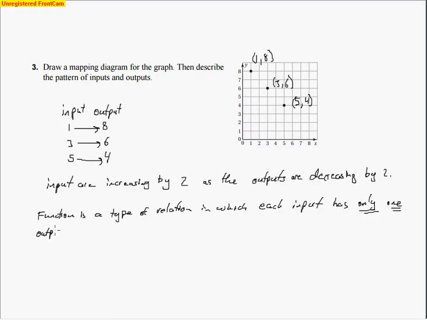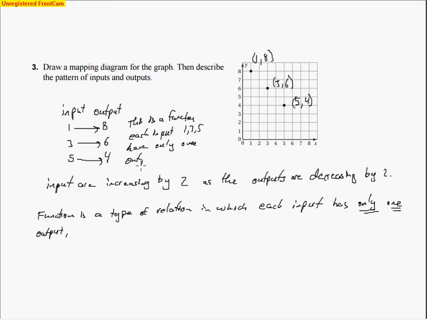Let me give you an example. This is a function, and it's a function because you see 1 only has 8 as an output. The input 3 only has 6 as an output. 5 only has 4 as an output. So this is a function. My reasoning again would be each input, 1, 3, and 5, has only one output.